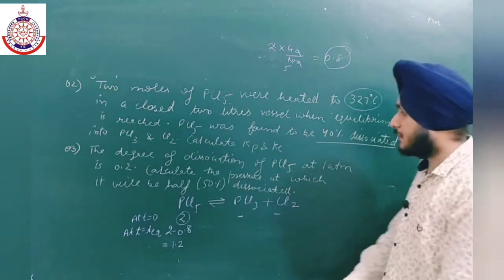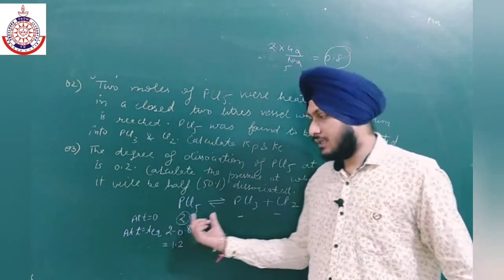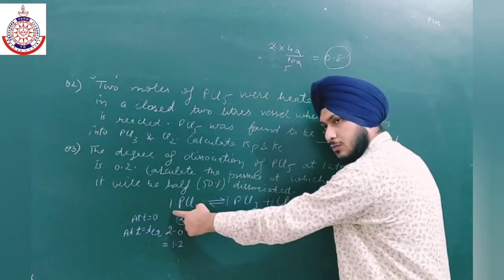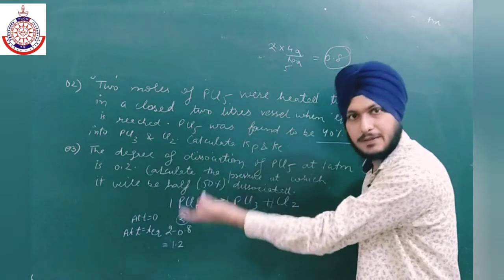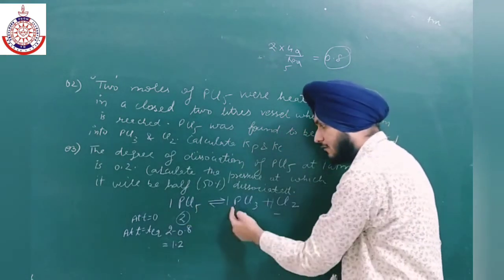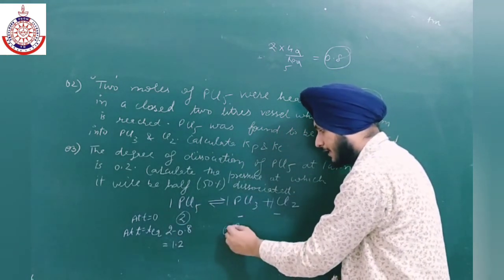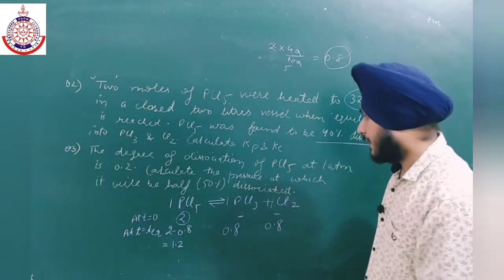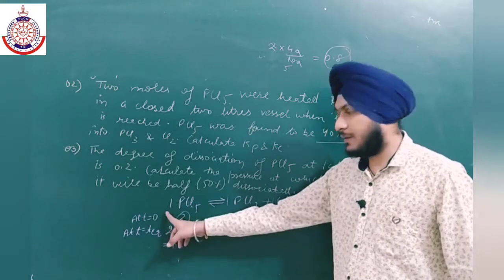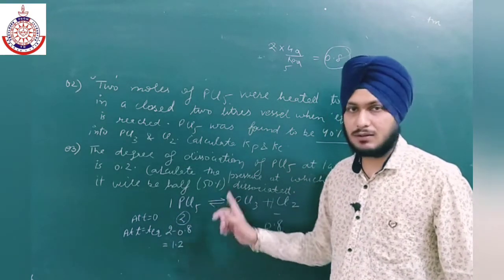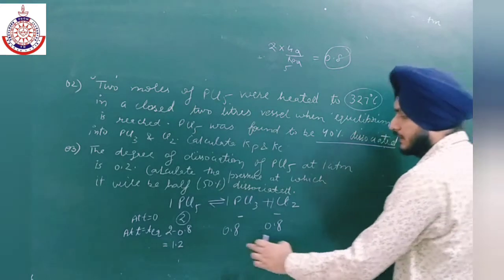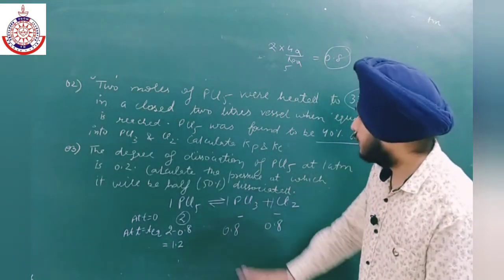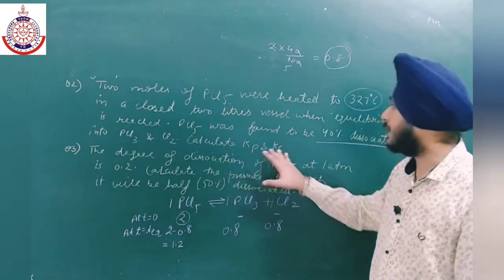If 0.8 is dissociated and the ratio is 1:1:1, then 0.8 of each product will be formed. Here also we have 0.8. If the ratio were 1:2, then from 0.8 we would get 1.6, it would double. So 0.8, 0.8, and here we are left with 1.2. These are the moles.